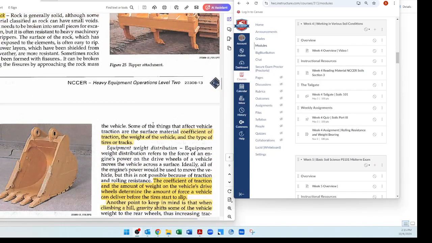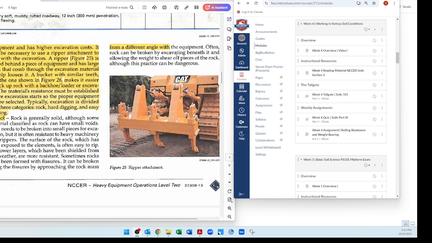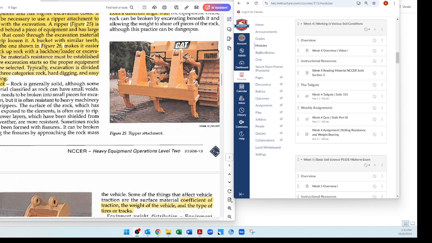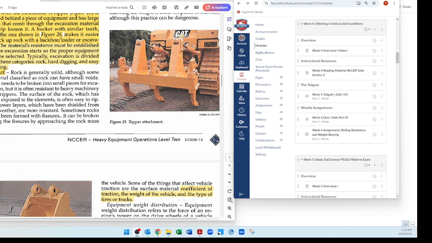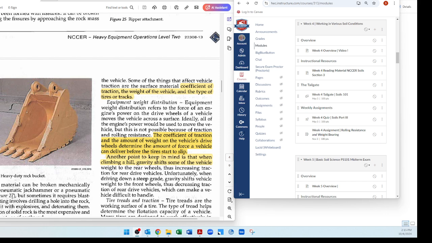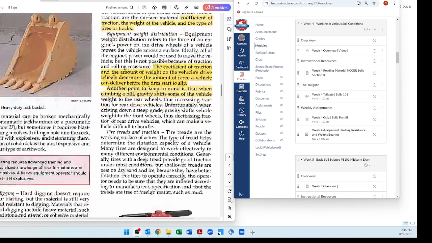Now the vehicles approaching the rock mass, where sometimes rocks have been formed with fissures that can be broken along fissures, approaching the rock mass from a different angle. Now moving on down, pieces of rock, this practice can be dangerous. Some material can be broken mechanically with a pneumatic machine called a jackhammer.